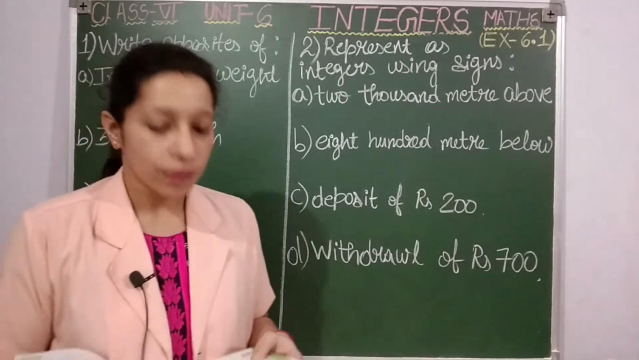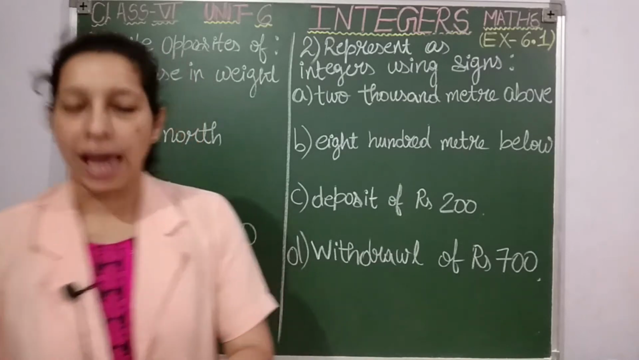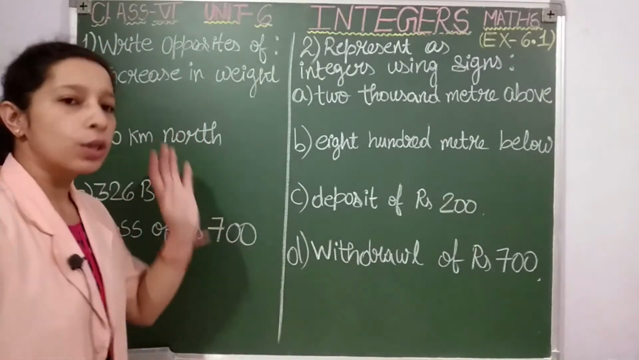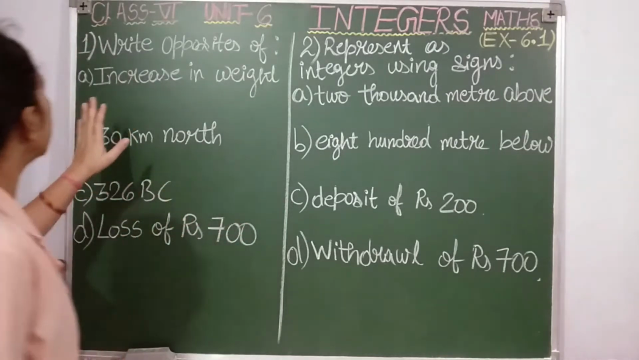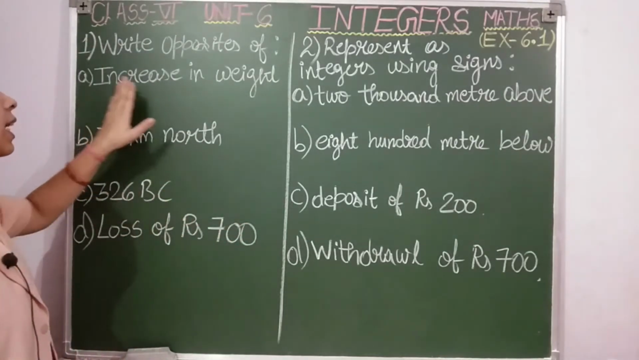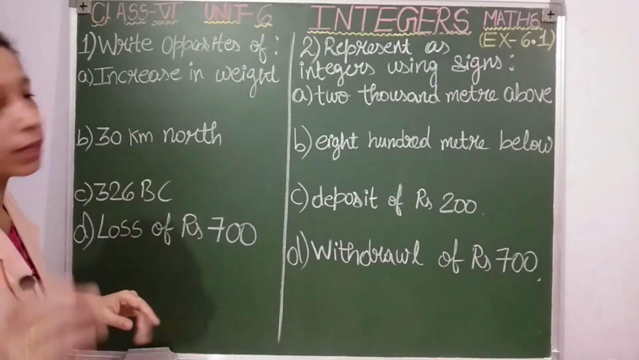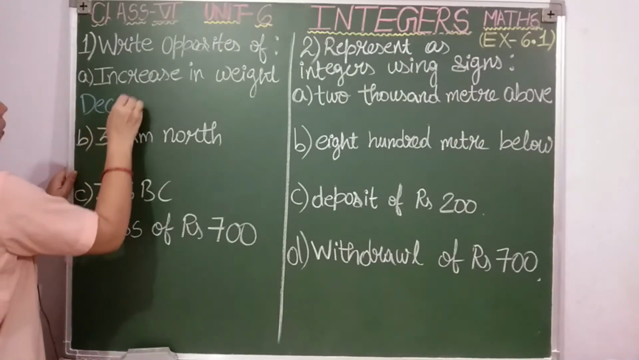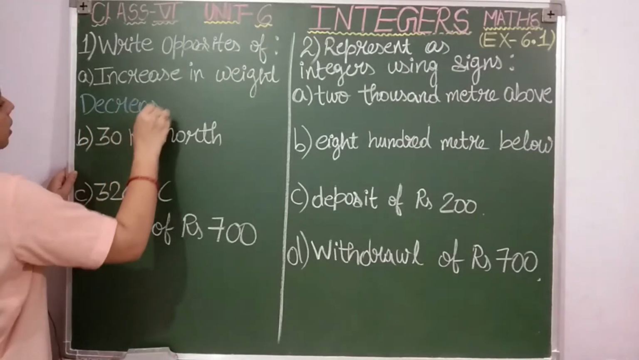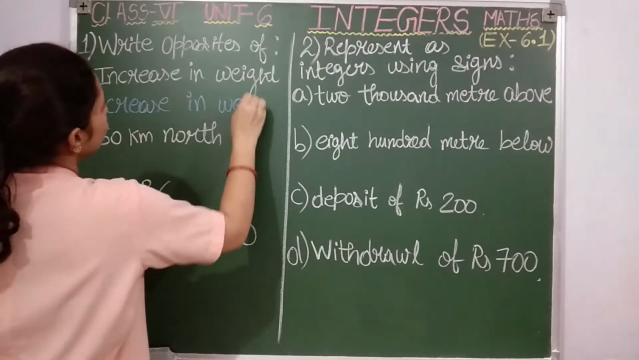Write opposites of the following. First point, increase in weight. I have written the questions here, students. You simply have to write the opposite for the given statement. So first statement is increase in weight. What will be the opposite of increase, students? Decrease. So its answer will be decrease in weight. Clear, students?